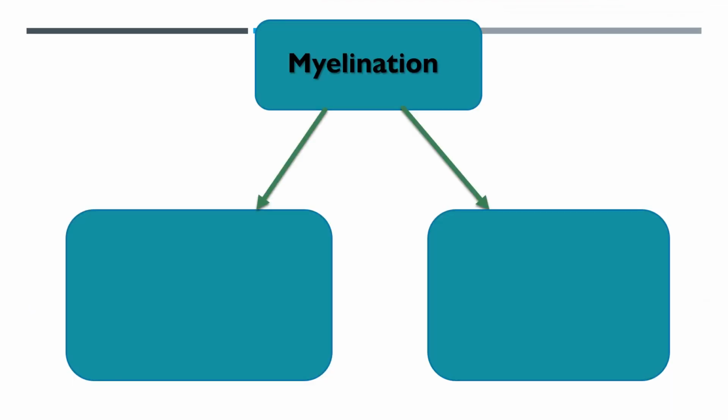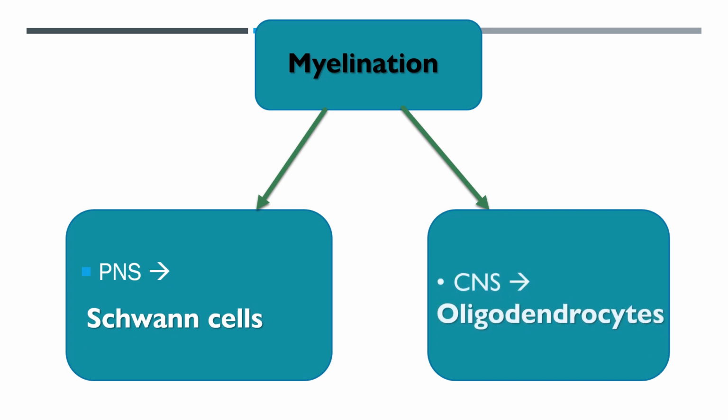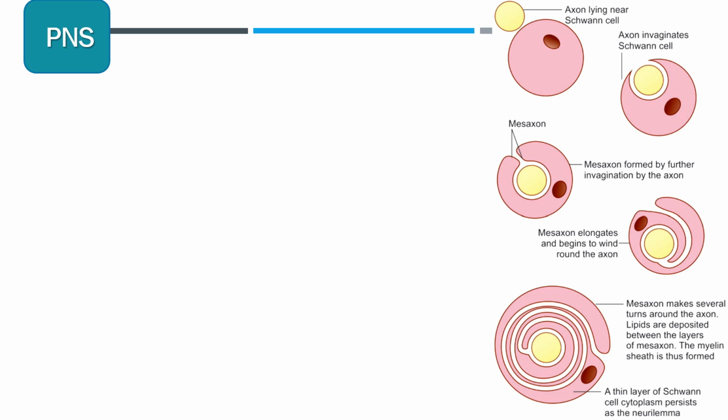So we know that in the peripheral nervous system, the myelination is done by the Schwann cells, whereas in the central nervous system, it is by the oligodendrocytes. In the peripheral nervous system, the Schwann cell lies in close proximity to the axon, and the axon invaginates into the Schwann cell cytoplasm, so that the Schwann cell completely invests the axon and a double layer fold is formed, called the mesoaxon. Now the Schwann cell rotates around the axon so that the mesoaxon will spiral and elongate, and between the layers of the mesoaxon the lipids get deposited, and thus the myelin sheath is formed.